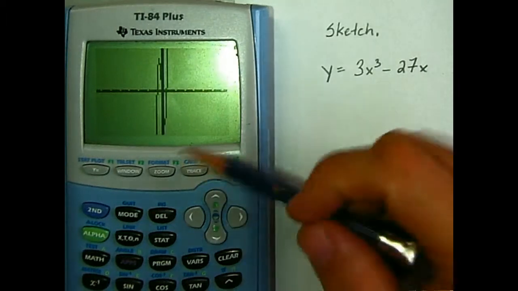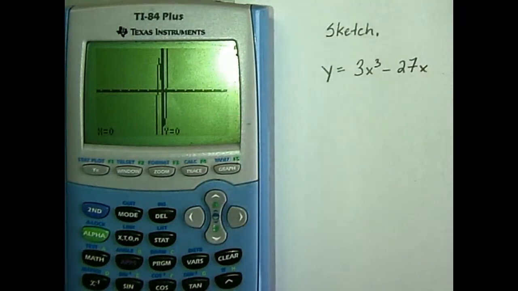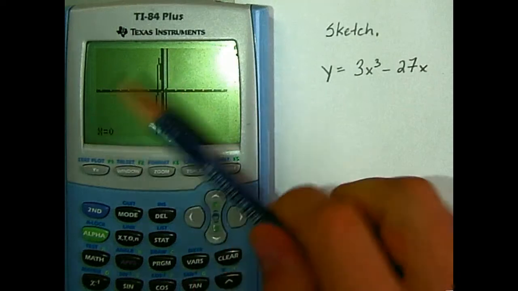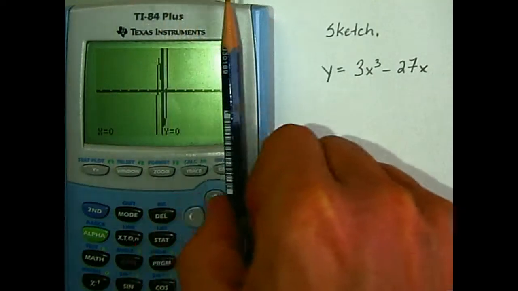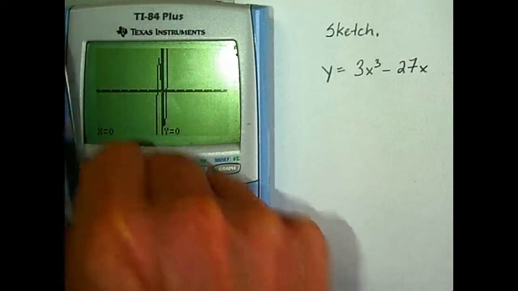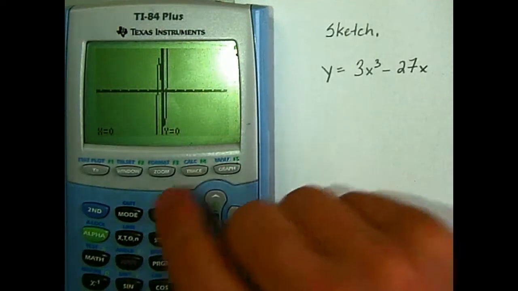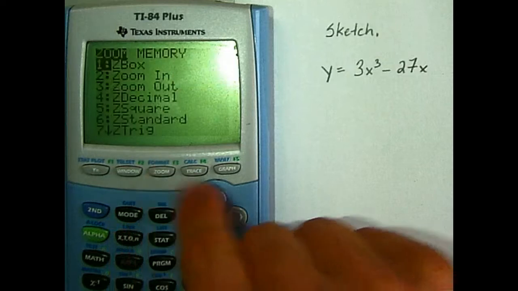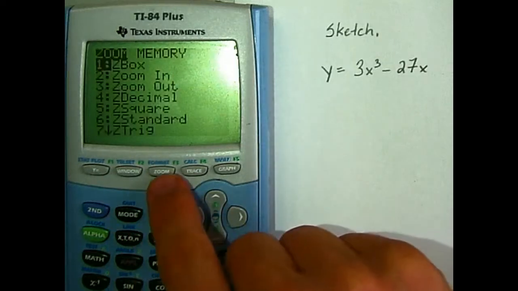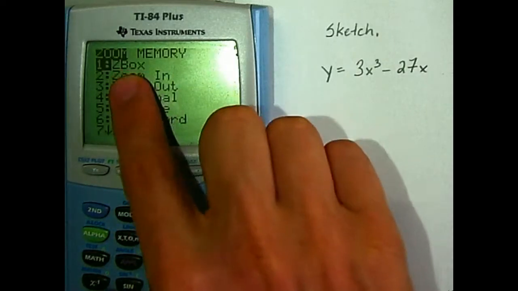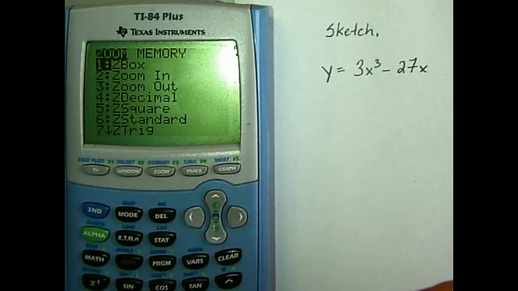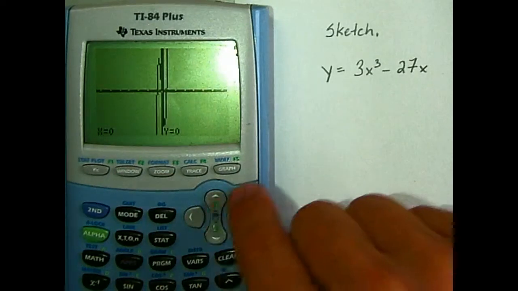Okay, so I made it a little bit better here because I can at least see my max and min values, but there's kind of wasted space here and here. I can go mess around with the window if I want to make that a little nicer, but I'm going to do something a little easier, I think, and use the zoom box from the zoom menu.